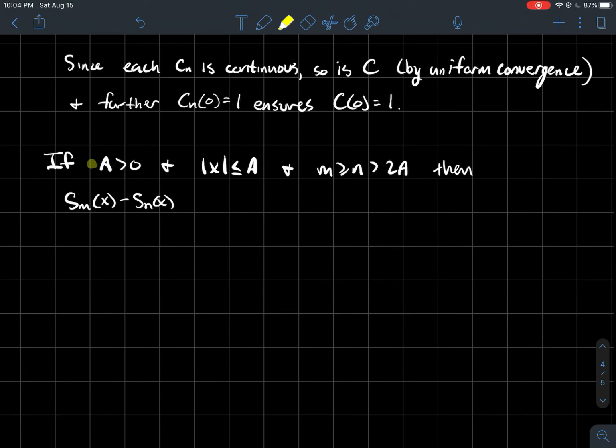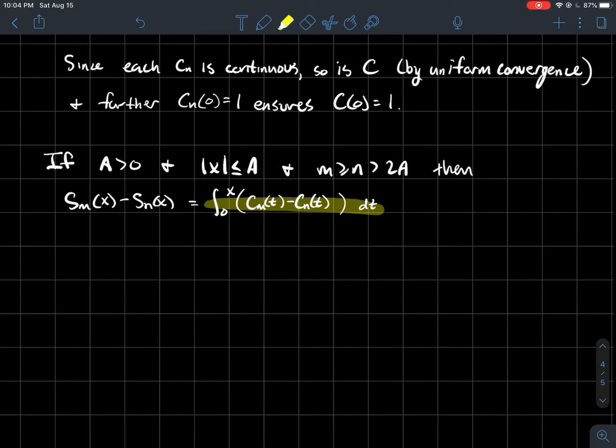But if we take any real number a and choose any interval from minus a to a and look at the x's in that interval, and as long as we go far enough out in our sequence of functions so that m and n are larger than 2 times whatever that a is, then let's look at the difference between Sm and Sn. Well, by definition, that should be equal to the difference of Cm minus Cn, taking the integral of that from 0 to x.